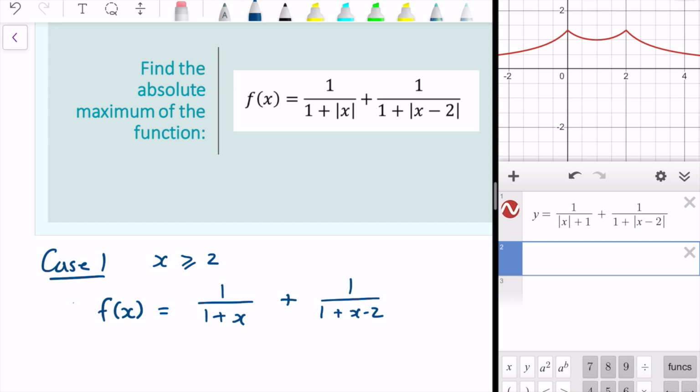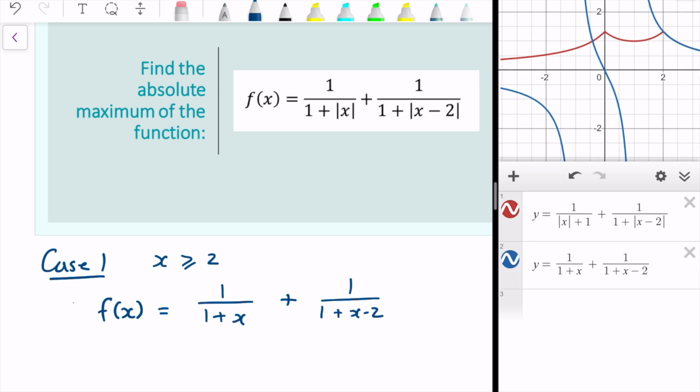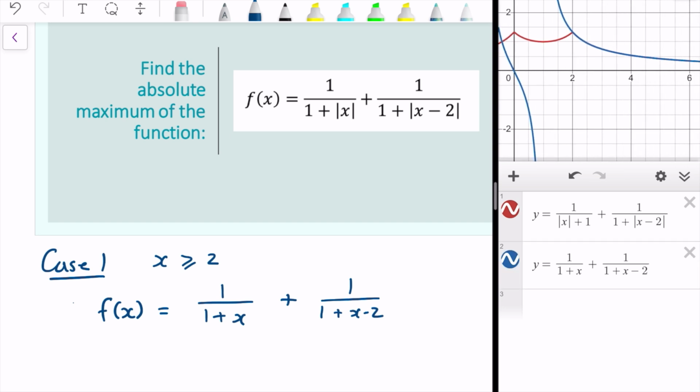Now if I look at Desmos here and I graph this function, so we've got 1 over 1 plus x, and then we're adding 1 over 1 plus x minus 2. We can see here how it's a pretty strange function, but it corresponds to the original function for x greater than or equal to 2.